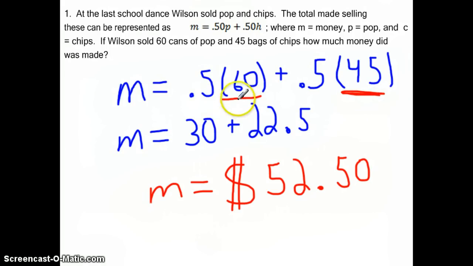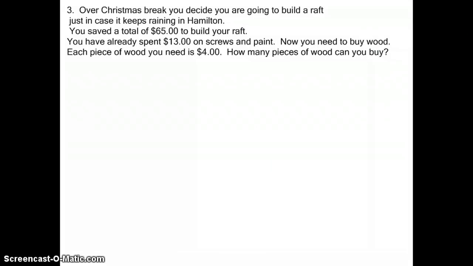And we get 50 cents times 60 actually ends up being 30, and 50 cents, or 0.5, half of a dollar, times 45 actually ends up giving you 22.5. When we add those together, we get our answer, which is $52.50. Okay, next problem. Make sure you read this one carefully, and we'll go ahead and go over it in a second. Go ahead and pause.